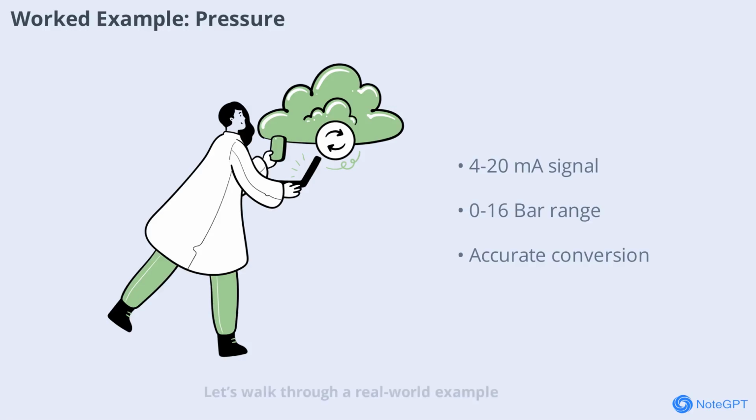Let's walk through a real-world example. Suppose you have a pressure transmitter with a 4-20 mA output, representing 0 to 16 bar. Using the scaling formula, you can convert any raw value from the PLC into a precise pressure reading. This step-by-step calculation ensures that the displayed value on SCADA matches the actual process condition.